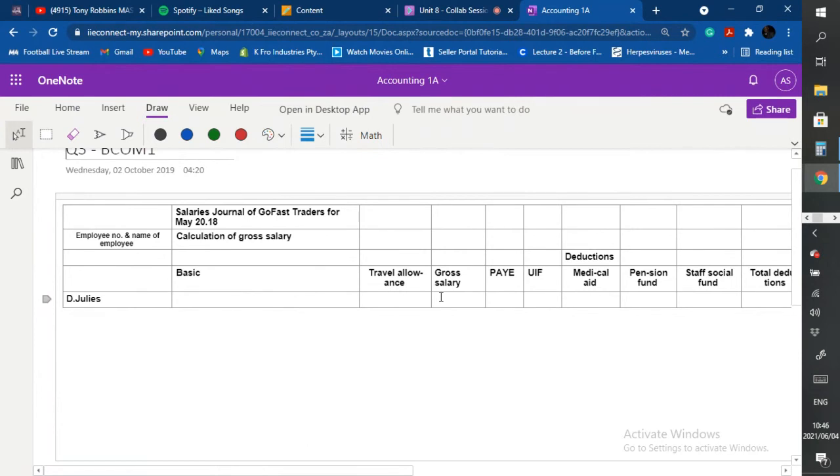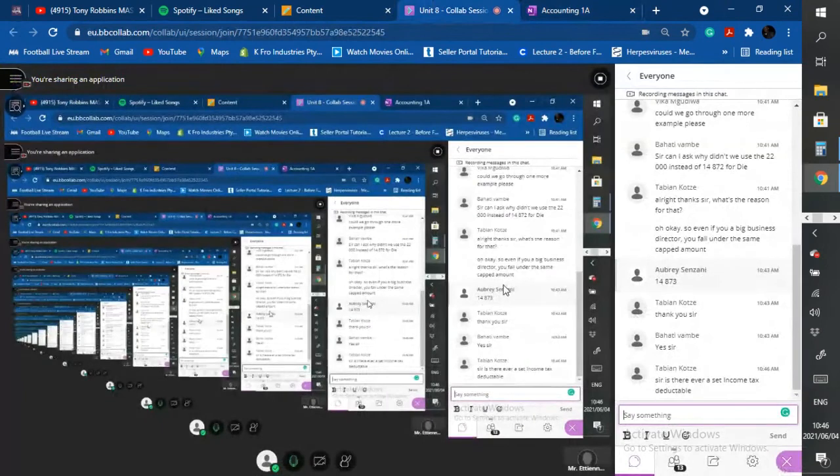Right. So let's jump into it. Let's see what information they have for us there. They say Damien Julius earns a monthly basic salary of 28,980. So already we can quickly just post this in. 28,980. That's your basic.